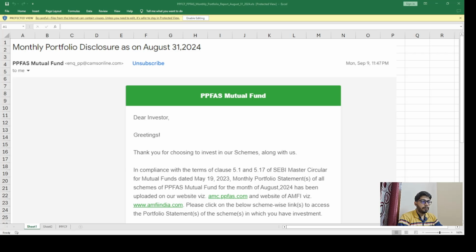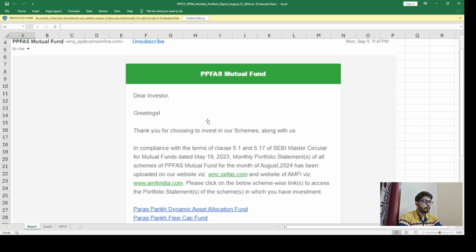So every mutual fund is supposed to send a portfolio disclosure to their unit holders every month. On the screen, you're seeing a screenshot of the mail that I've received from Parag Parekh Mutual Fund. This is a disclaimer that I own mutual funds from Parag Parekh, and this is not any suggestion for the viewers. This is just used as an example. Every mutual fund will send a mail like this for disclosing what all are the ingredients or the instruments in which they have invested for that mutual fund.